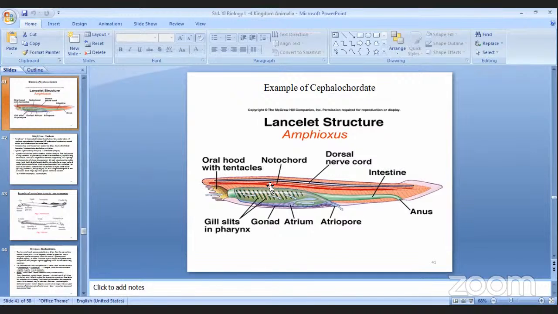It starts from here. See this brown color line you can see. I'm showing you through this arrow here. See, up to the end it is present. This is the Amphioxus.